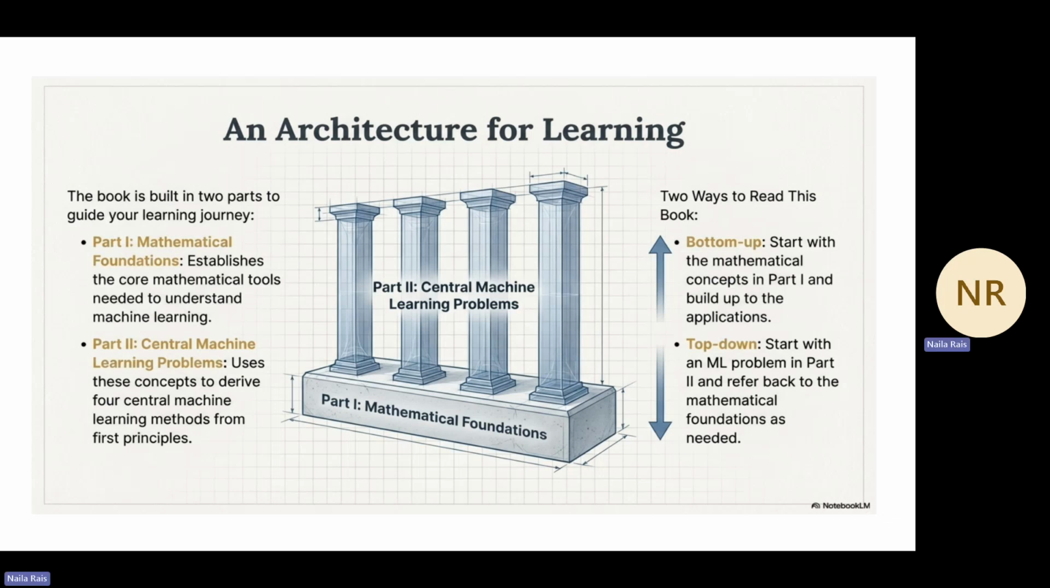So there are two ways we can read this book. Bottom up, the most preferred way: start with the mathematical concepts in Part 1 and then build up to the applications part. Top down: start with an ML problem in Part 2 and refer back to the mathematical foundations as needed.